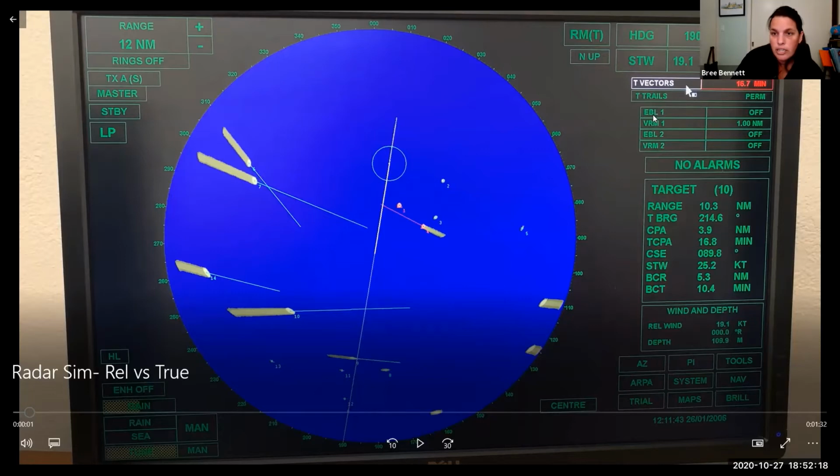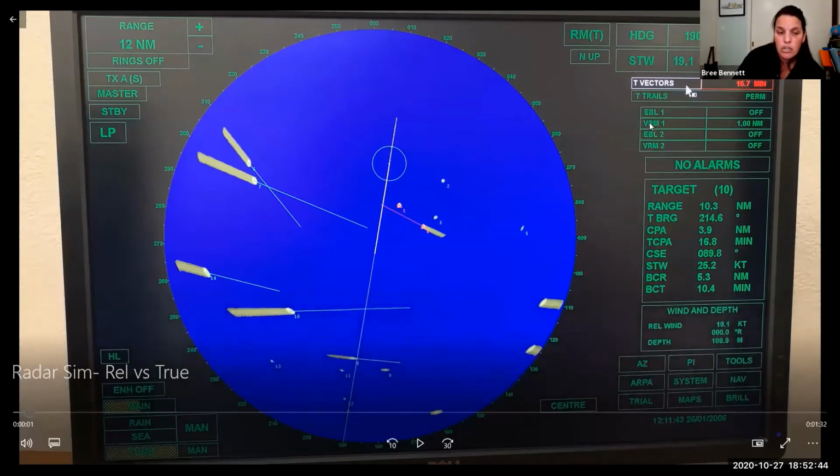Yes, so here we have our EBLs and VRMs. I have my VRM set to 1 nautical mile, and that's what this circle is. It's our VRM at 1 nautical mile. So it's set there, and I can adjust it. What does VRM stand for? Variable range marker. Thank you.